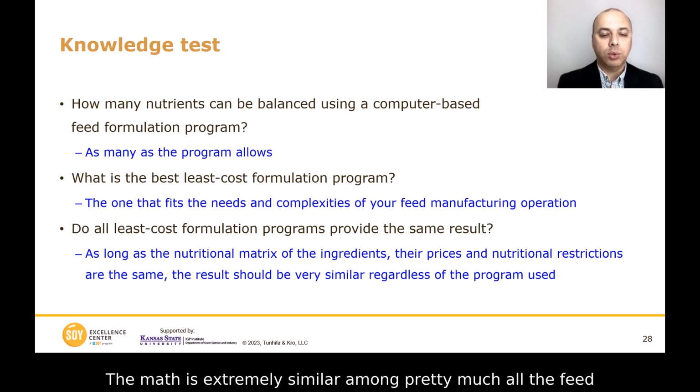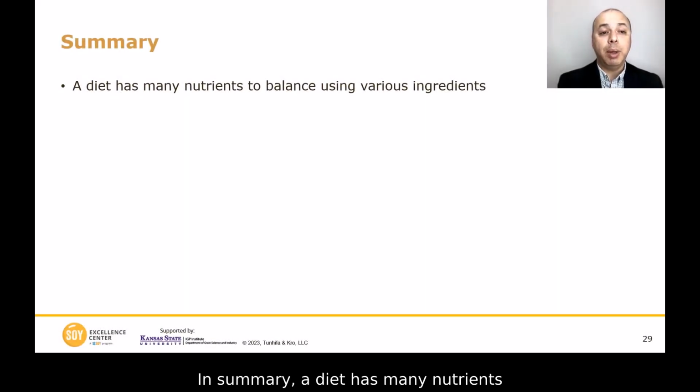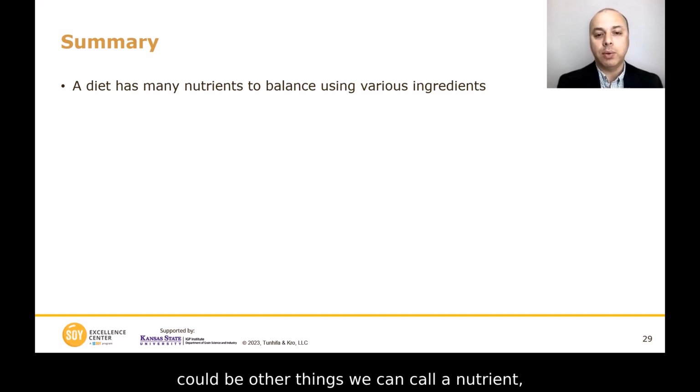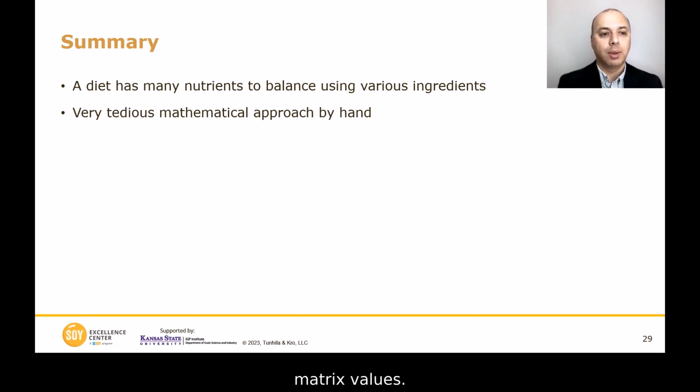The math is extremely similar among pretty much all the feed formulation programs that are out there to perform least cost formulation of diets. In summary, a diet has many nutrients to balance using various ingredients. And in the case of least cost formulation, the term nutrient can be expanded to more things than the nutrients that we have seen in previous presentations. They could be feed additives and other things we can call a nutrient, pretty much whatever we want, as long as we provide values for that nutrient in the ingredient matrix.